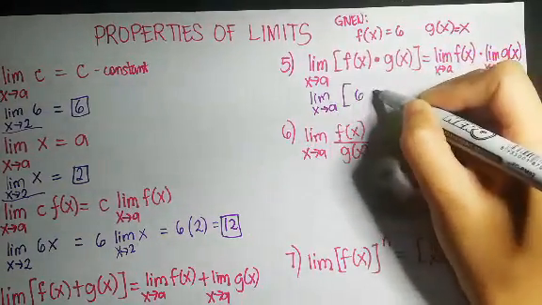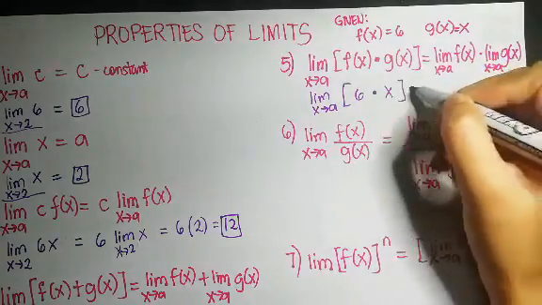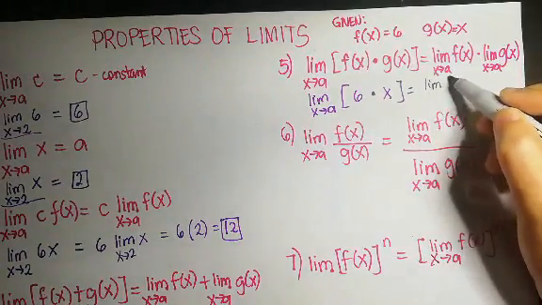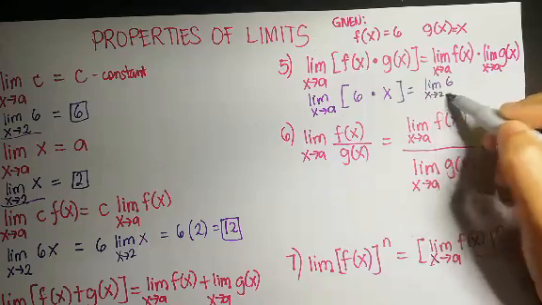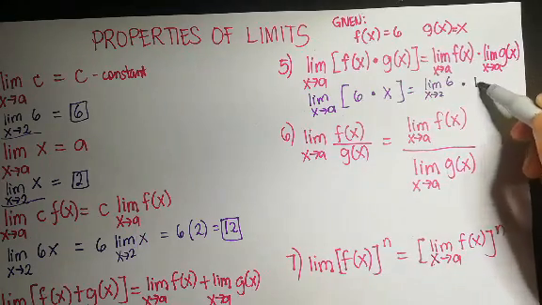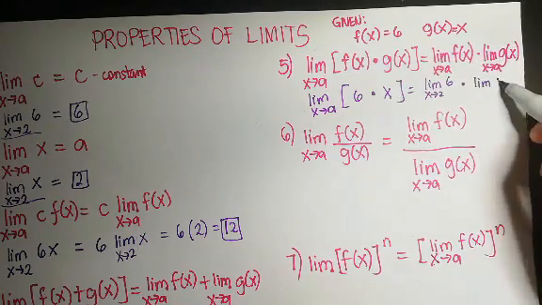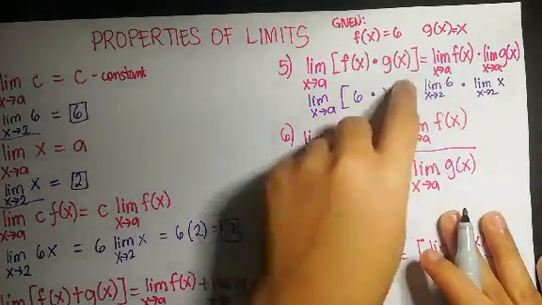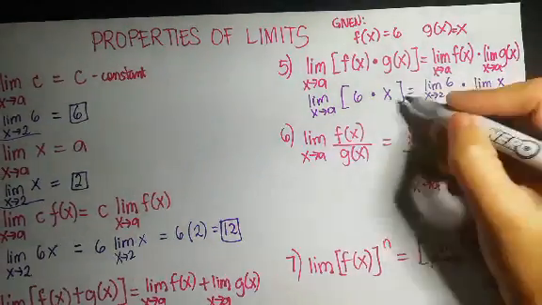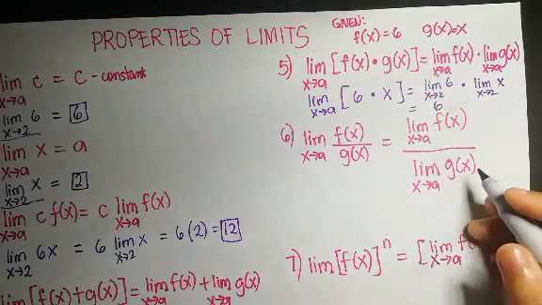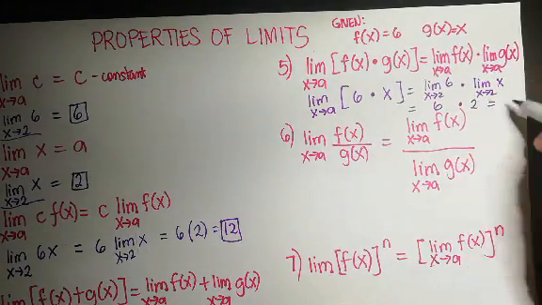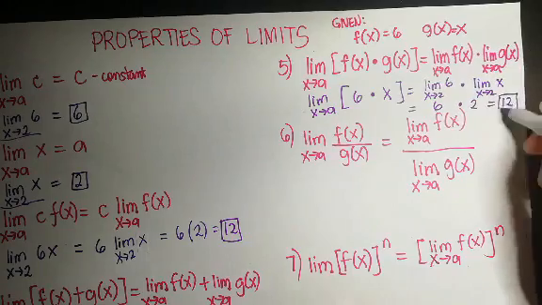so 6 times x. Madidistribute ulit natin siya. So, limit of 6 as x approaches 2. Wala tayong masyadong space. Pasensya na. Limit of x as x approaches 2. So, ganun pa rin. Ano ang limit of 6 as x approaches 2? It's just 6. Limit of x as x approaches 2 is just 2. So, ang sagot natin is 12.